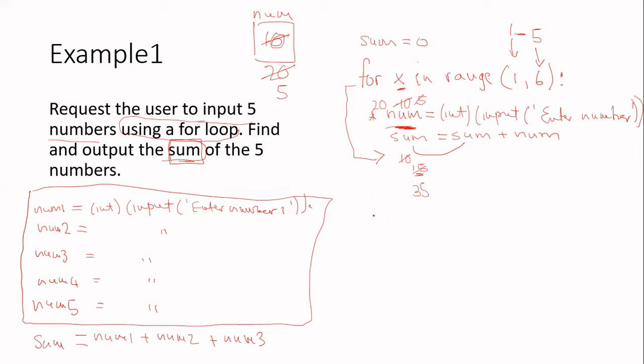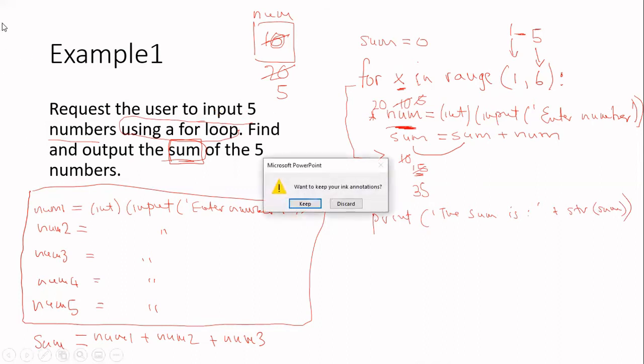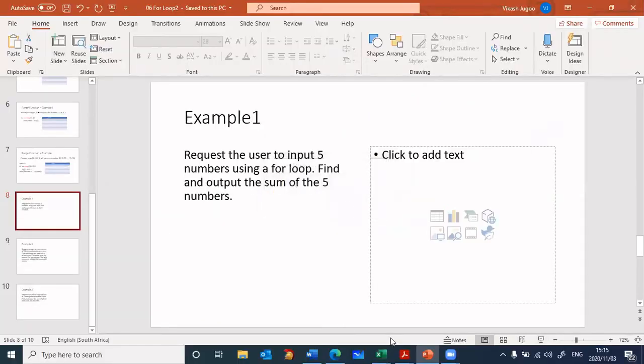So now I need to print. So I'm going to say print the sum is, and I'm going to convert to a string the variable sum. So this is how you would go about writing a program like this, where you need to input 5 numbers and find the sum of the 5 numbers. So let's try and see how this will work in the Python environment.